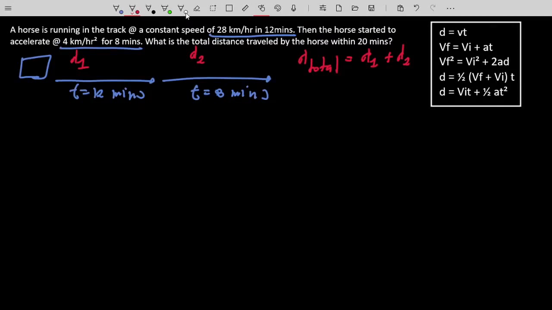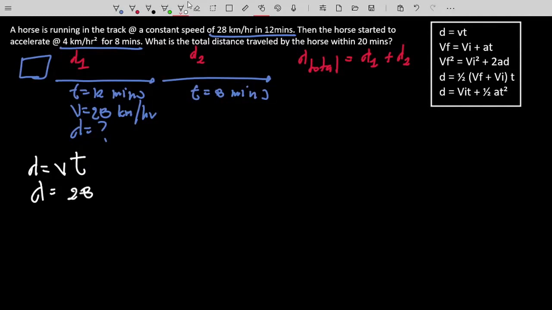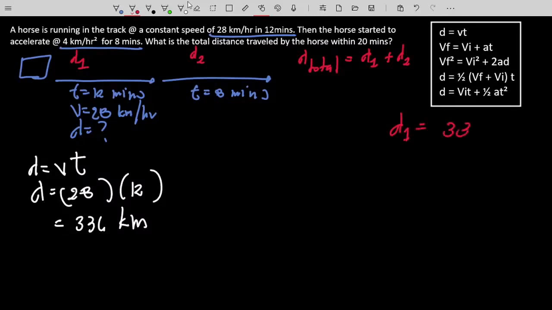Now again, we have to identify the given variables. We should know that the horse is running at a constant speed, so therefore our velocity is equal to 28 kilometers per hour. And again, it traveled for 12 minutes. Then we have to look for the displacement. Whenever you have a constant velocity, this is the formula that we are going to use: displacement is equal to velocity multiplied by time. Displacement is what we're trying to look for, where your velocity is 28 and your time is 12. Now 28 multiplied by 12, then you should have the value of 336 kilometers. So therefore, the horse can travel 336 kilometers for 12 minutes with a velocity of 28 kilometers per hour. So therefore, our d1 is equal to 336 kilometers.